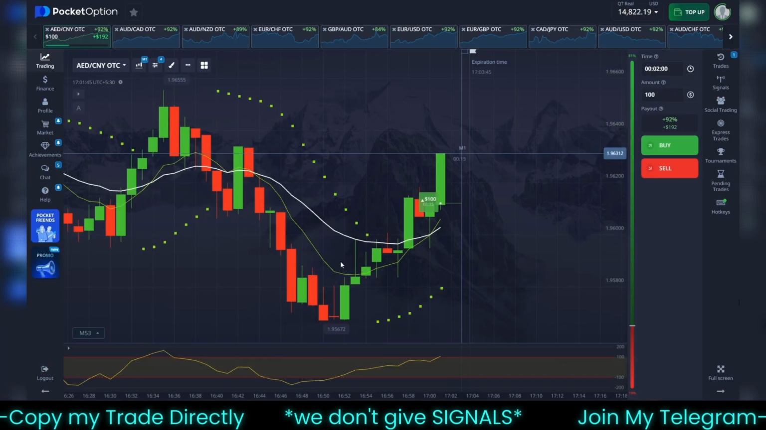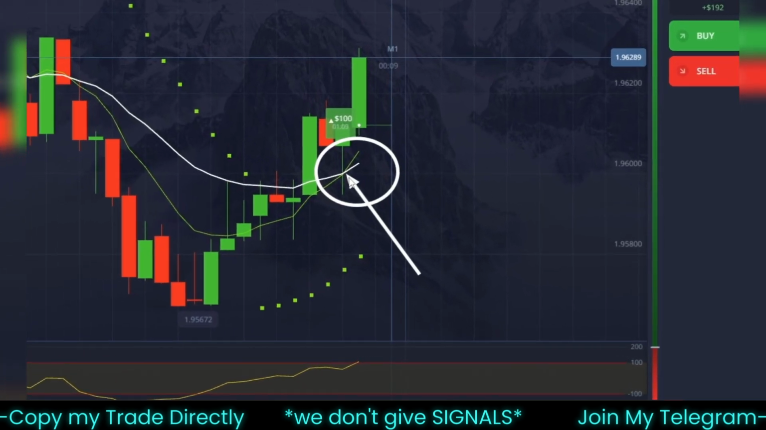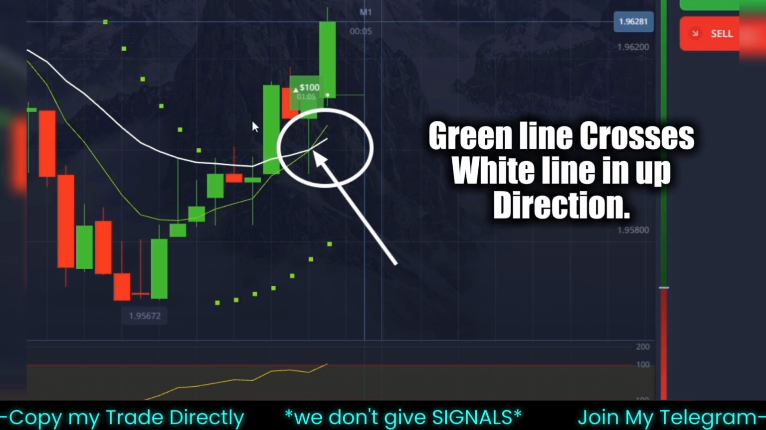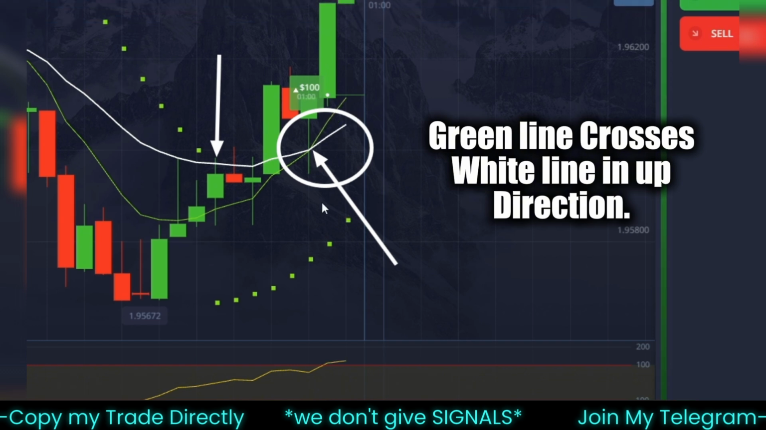Now the third thing, which is so important, is these moving average lines. These moving average lines must be crossing each other in the upward direction, which means this green line must be crossing this white line in the upward direction to take a better entry.